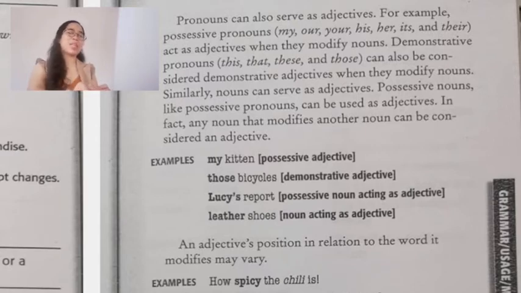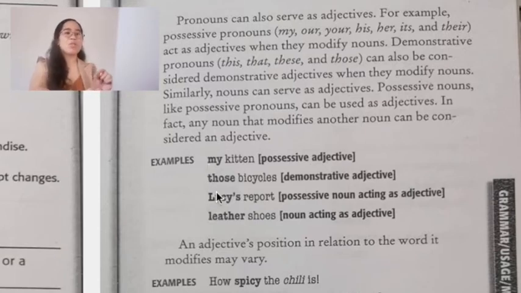Okay. Because it is describing the report. It is giving the modification of the report. And we also have here another noun acting as an adjective. We have leather shoes. Leather is a noun, but in this statement, leather is describing the shoes, the kind of shoes. So an adjective's position in relation to the word it modifies may vary.